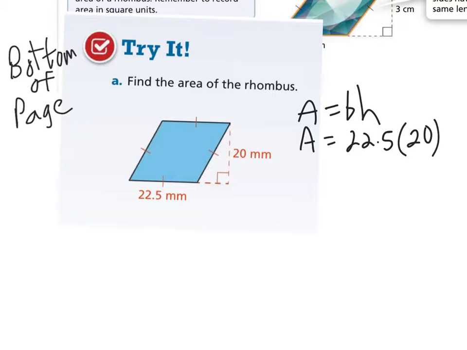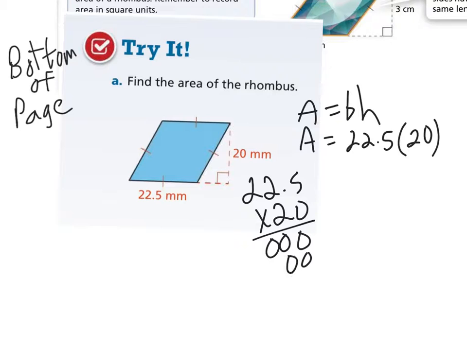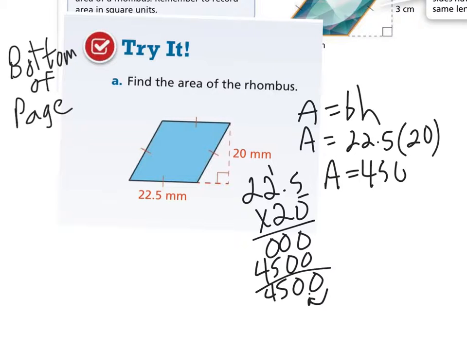The more familiar you guys get to using these formulas, to substituting into these formulas, the better off you'll be, because it's not always just going to be a matter of multiplying two numbers together when we use a formula. So that one, if we work that out, we're going to need to move our decimal one place to the left. So that'd be 450 0/10, which is the same thing as 450. So 450 square millimeters would be our area of our rhombus.